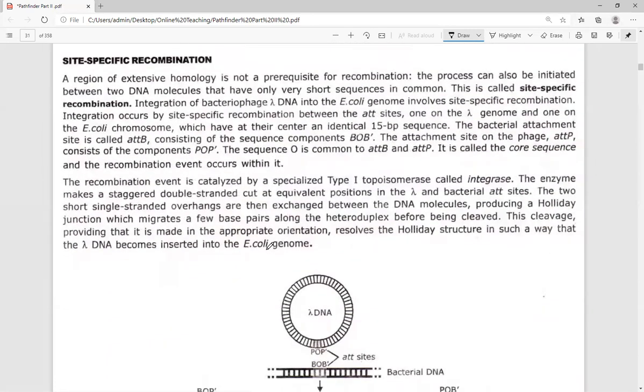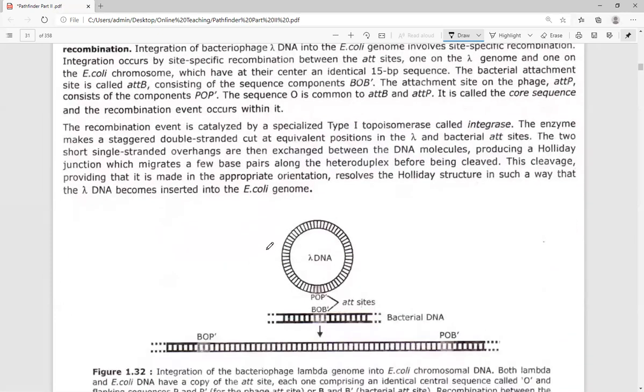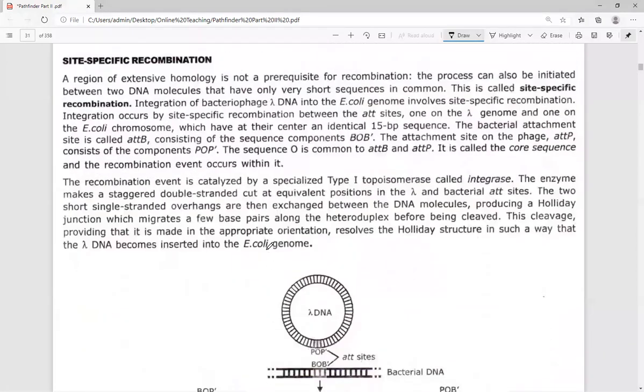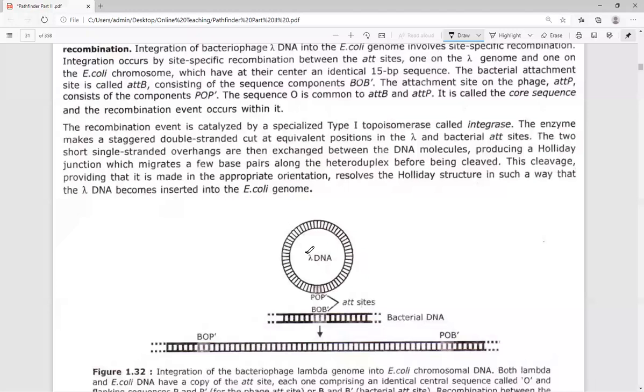Then site-specific recombination. Now, what is this site-specific recombination? A specific type of recombination that takes place between the lambda phage and the bacterial DNA is commonly called site-specific recombination, which takes place at a 15 base pair sequence homology between the two strands, referred to as POP' and BOB'. They share a common homology that is referred to as the O site. This is the O site.